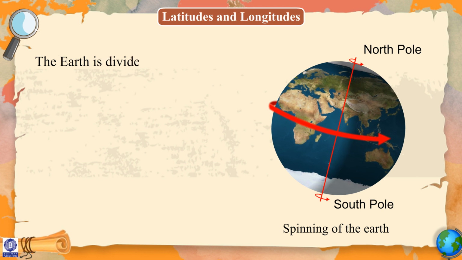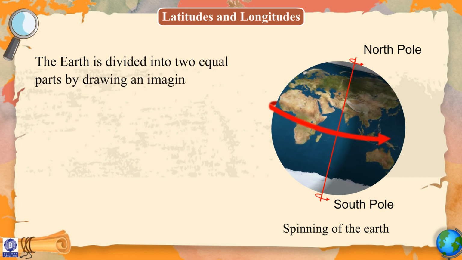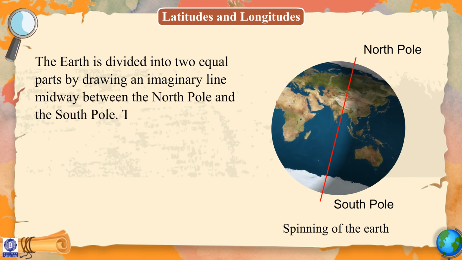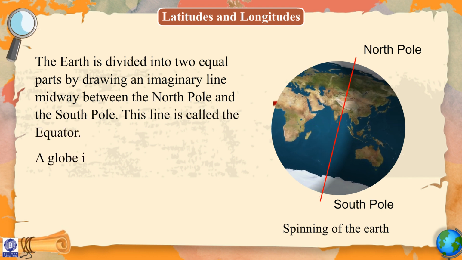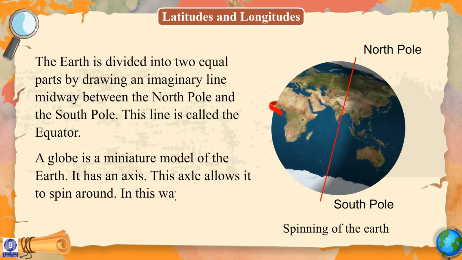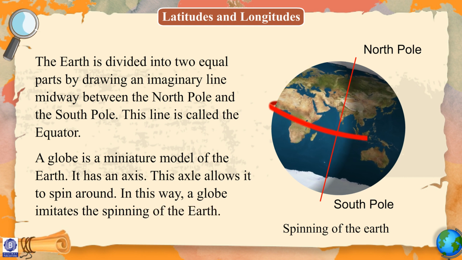The earth is divided into two equal parts by drawing an imaginary line midway between the North Pole and the South Pole. This line is called the equator. A globe is a miniature model of the earth. It has an axis. This axle allows it to spin around. In this way, a globe imitates the spinning of the earth.